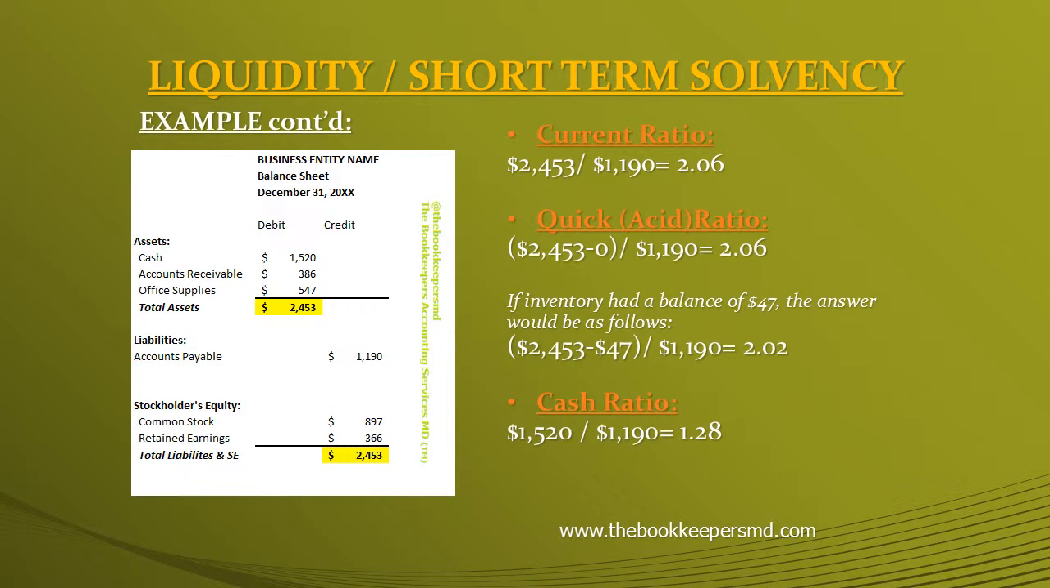As you may notice, there's a note under the quick asset ratio. Because our balance sheet did not include an inventory account, I did want to give an example that showed the effect of the inventory account. So if we did by chance have a balance sheet account for inventory in the amount of $47, you see how the answer for this ratio would change from 2.06 to 2.02.